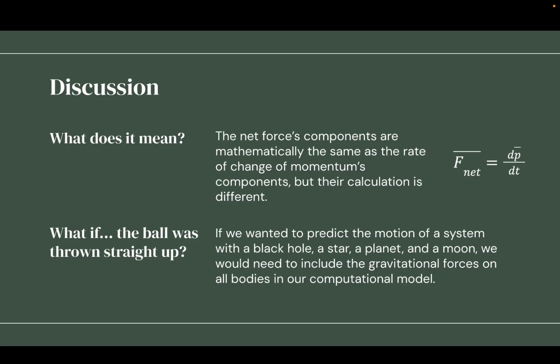If we wanted to predict the motion of a system with a black hole, a star, a planet, and a moon, we would need to calculate the gravitational force of each body in the system on all other bodies in the system, and find the net force acting on each body. This is similar to what we did in part 2 of this lab, but this would have more bodies and net forces to calculate. Because the black hole has the largest mass, it would be the dominant interaction.